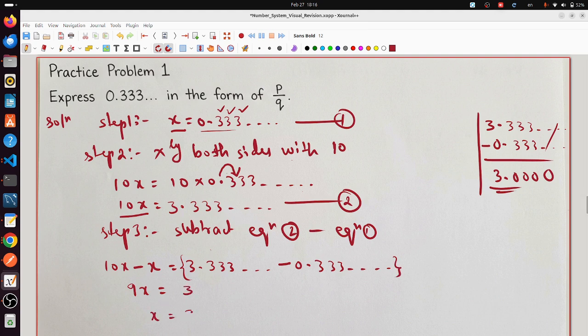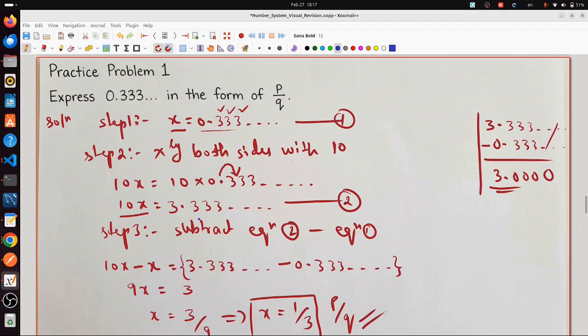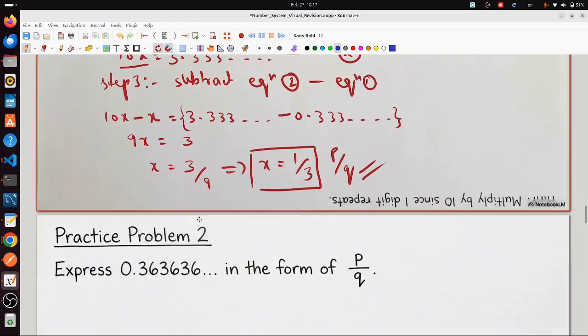Now find the value of x. 3 by 9, which implies x equal to 1 by 3. See how quickly we have converted 0.333 into a fraction. This is in the form of p by q, right? How simple it is. Now let's quickly move on to the second question.